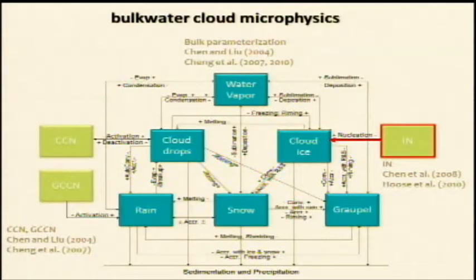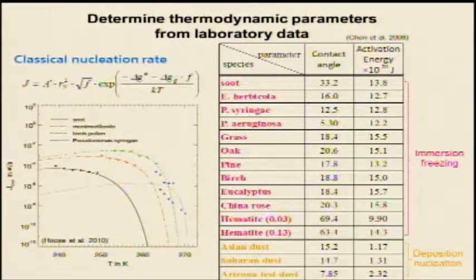Our next effort is to improve the interaction between the ice nuclei and the clouds. So I talk about the ice nuclei and how it nucleates into cloud ice. We try to unify the representation of ice nucleation, so the same formulas can be used for every kind of ice nuclei. This is the classical nucleation rate theory formula. In this formula, there are only two variables that depend on the ice nuclei. One is the contact angle, the other is the activation energy.